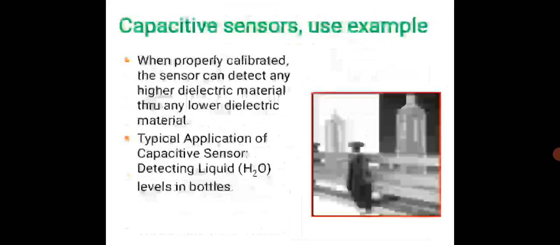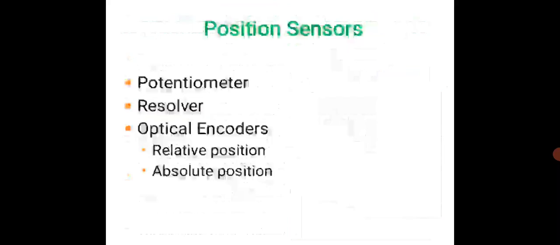A very good example of where these sensors are used: when properly calibrated, they can even detect a higher dielectric material through a lower dielectric material. So this is used, for example, when I want to detect H2O, that is, the water level in bottles.